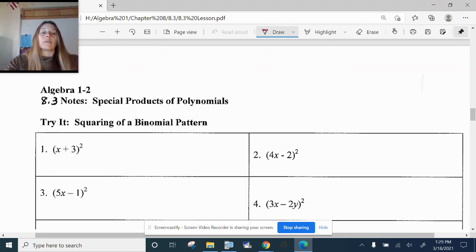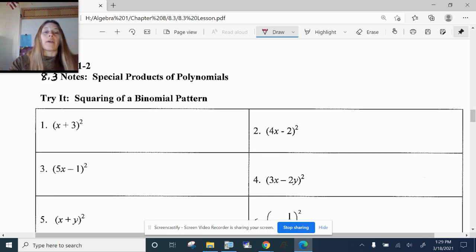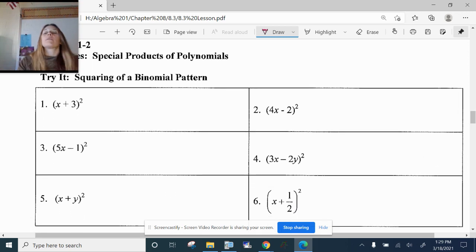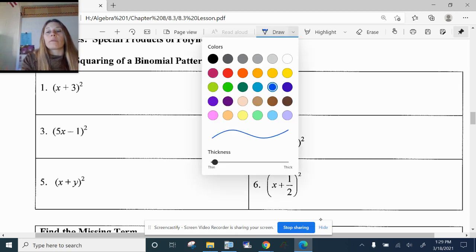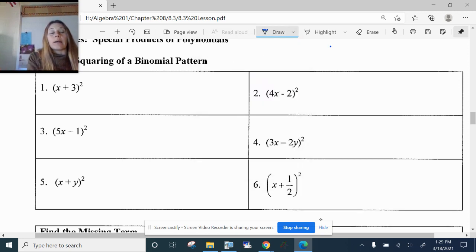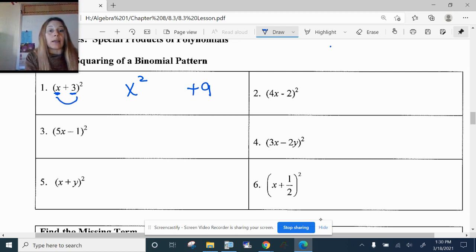All right, so on the back, we're going to practice the shortcut with those other patterns. So here, this one is a plus sign, but I have 2 of them. So basically what I'm going to do here is I'm going to do x times x, and I'm going to get x squared. 3 times 3, positive 9, and then I have to do x times 3, which is 3x, and double it, and I get positive 6x.